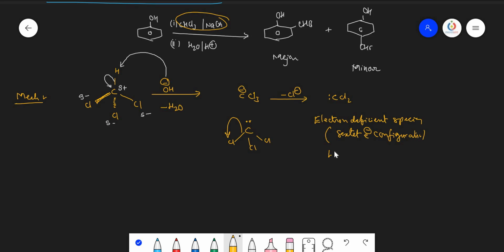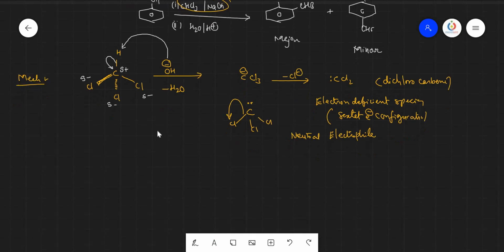Since it is an electron deficient species, it is an electrophile. It is seeking electrons. Electrophiles are usually positively charged species, but here no such charge is there, so it is called the neutral electrophile. And the name of this CCl2 is dichlorocarbene. So dichlorocarbene is the neutral electrophile in the Reimer-Tiemann reaction. So now let's see the remaining steps.